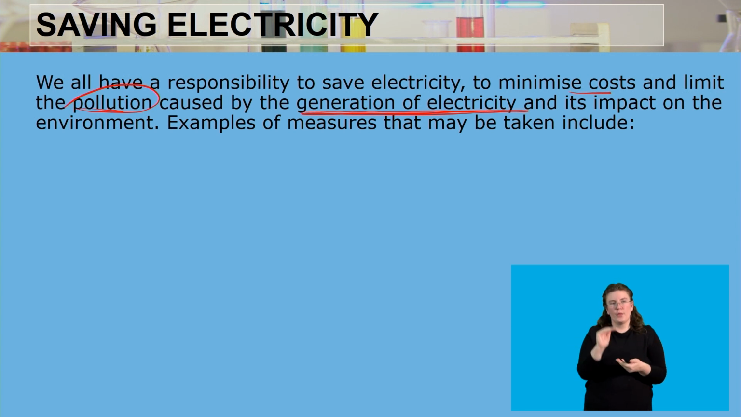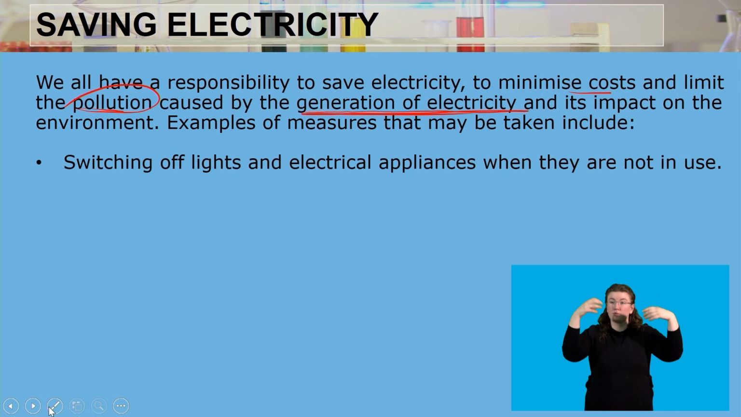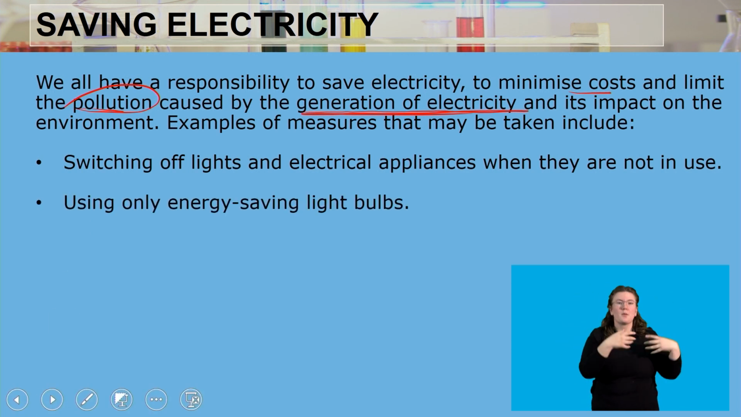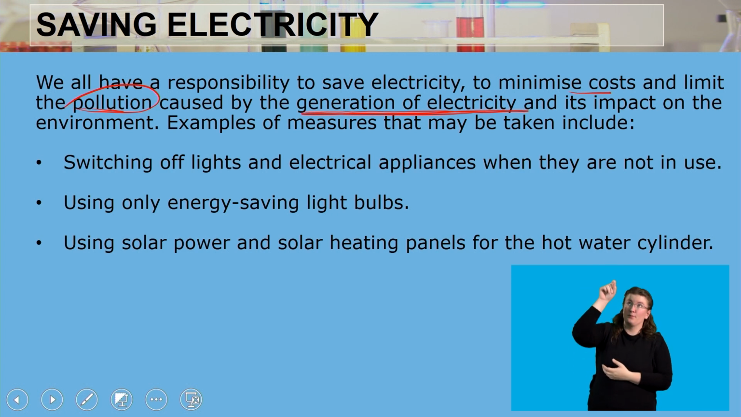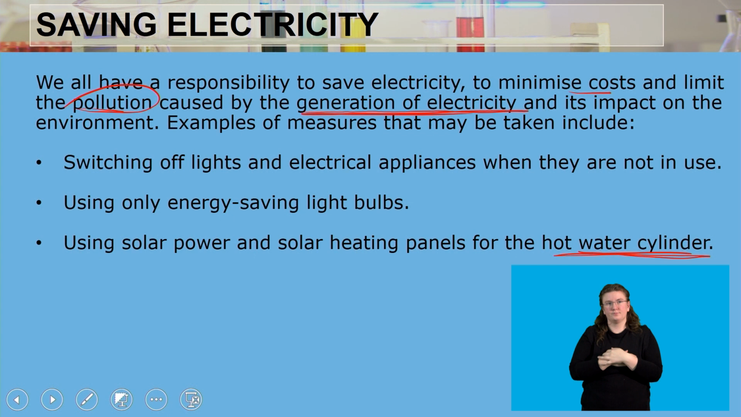So examples of measures that may be taken include, for you to save electricity, these are the things that you can do. Number one, switch off lights and electrical appliances when they are not in use. So when you are not using any certain appliance, switch it off, and also use only energy-saving light bulbs. And then use solar power and solar heating panels for the hot water cylinder. So whenever you want to heat your water, you just use either the solar power or the solar heating panels.